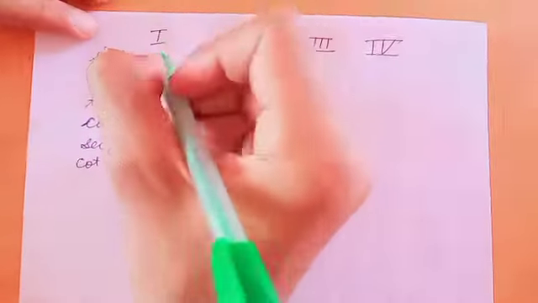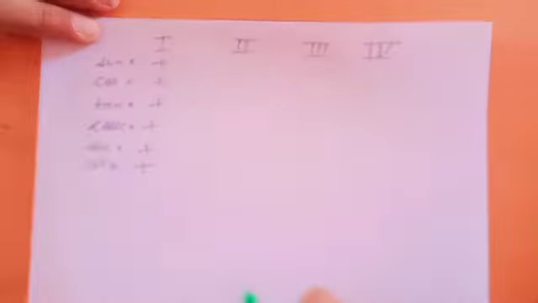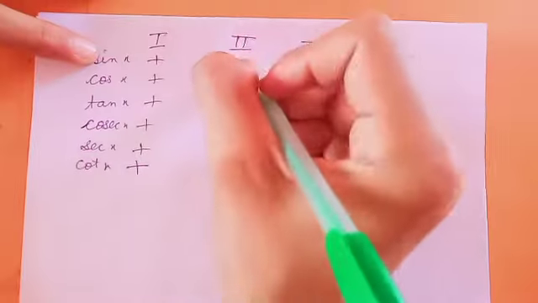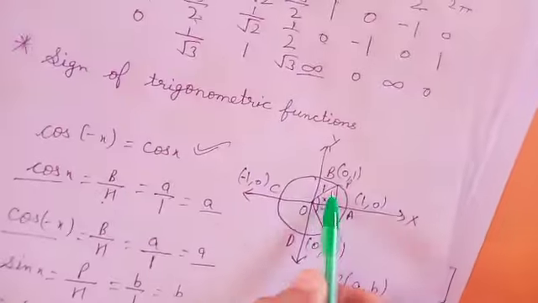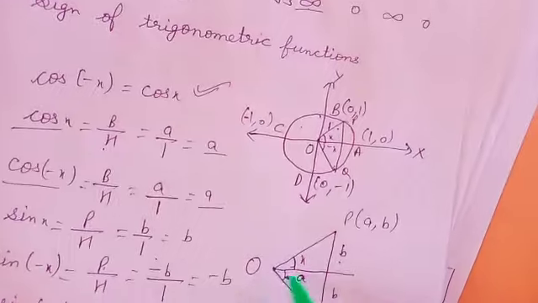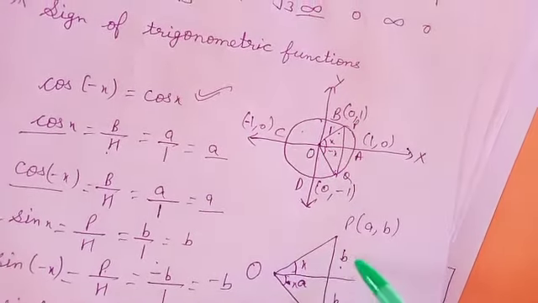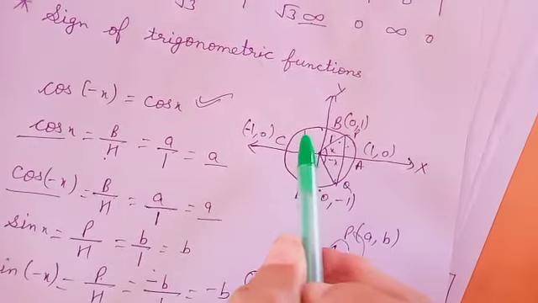Now in the first quadrant we know that all the ratios are positive, because in that perpendicular and base are both positive. In the second quadrant only sine and cosecant will be positive. Why will sine be positive? You can look here. In the first and second quadrants our y-axis is positive, and we will get sin x by taking any value of y, as we are taking here B. So this B will be positive in this case also.